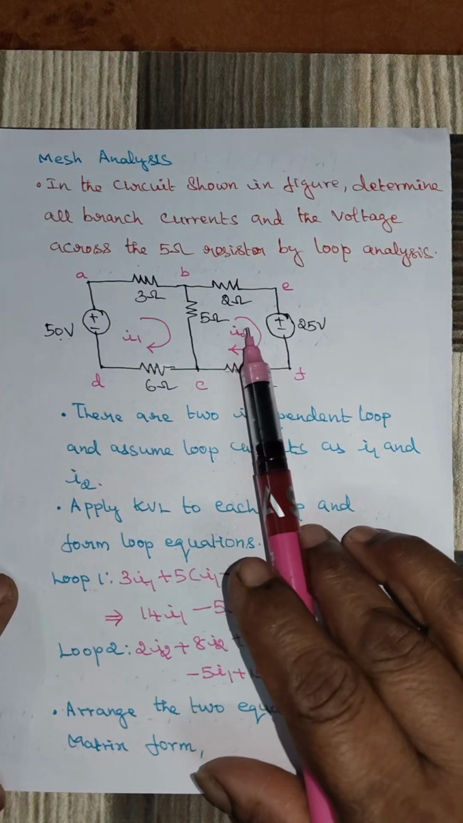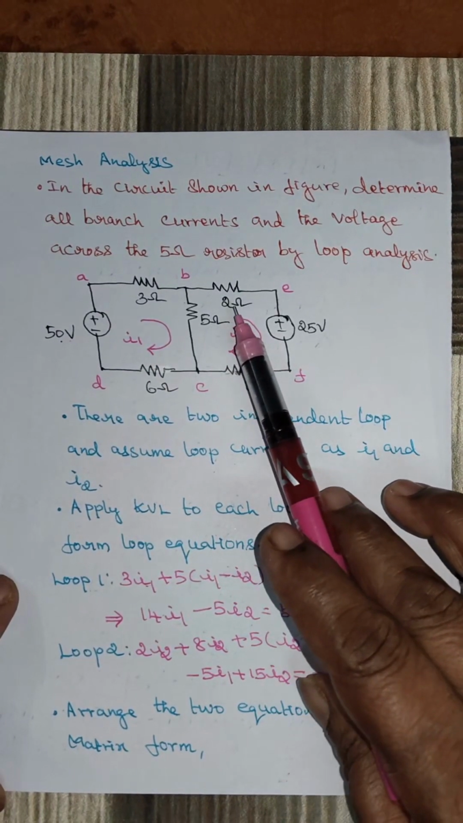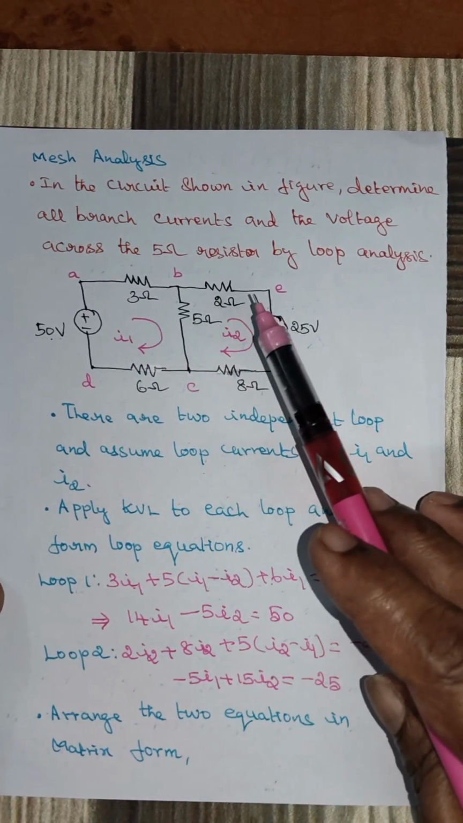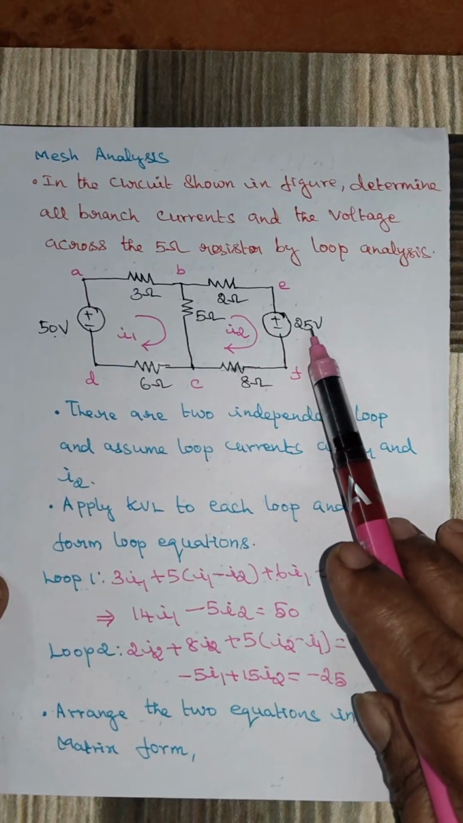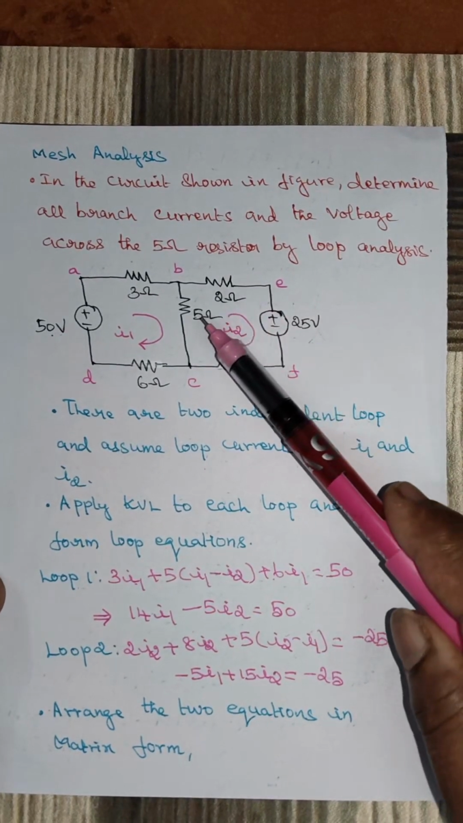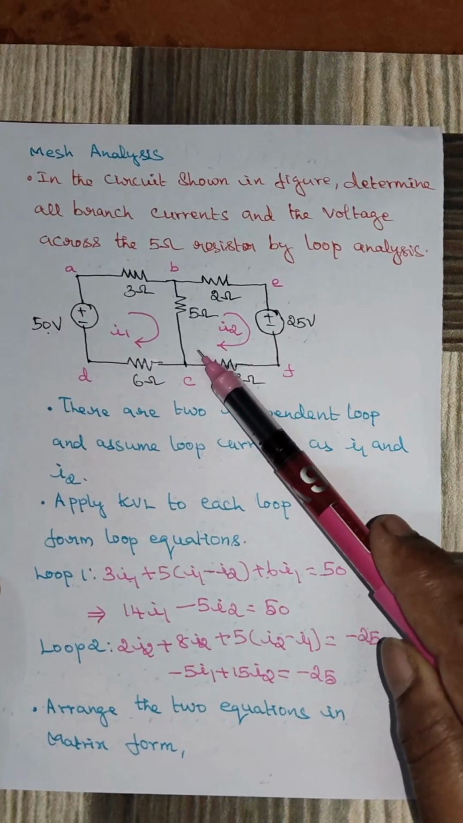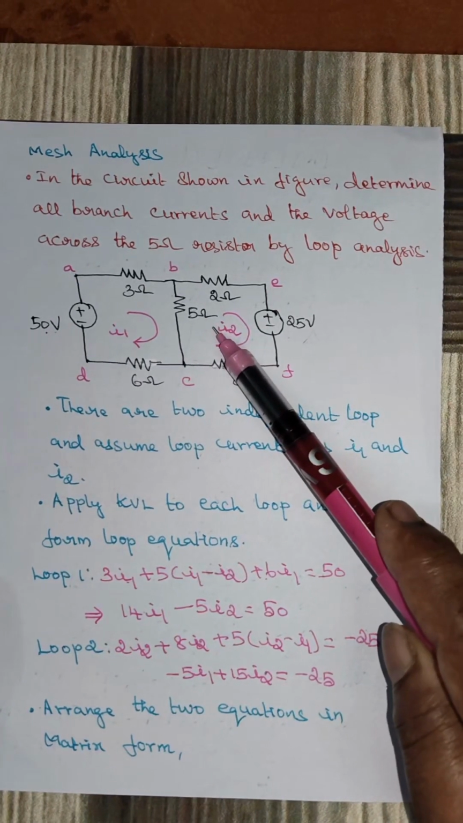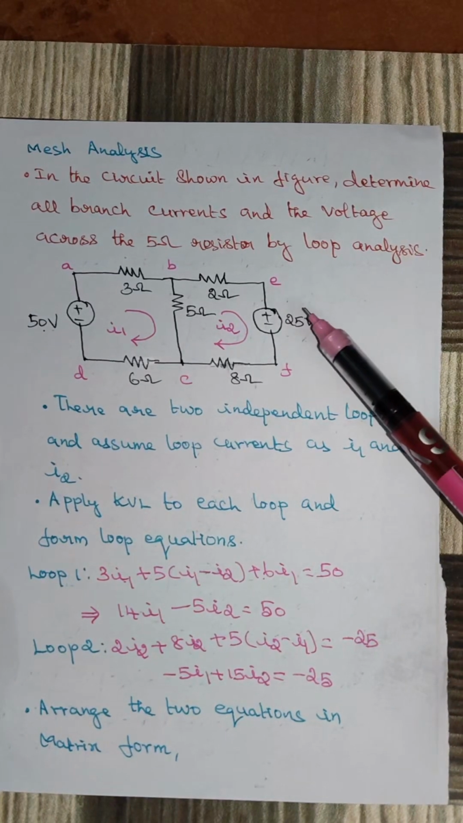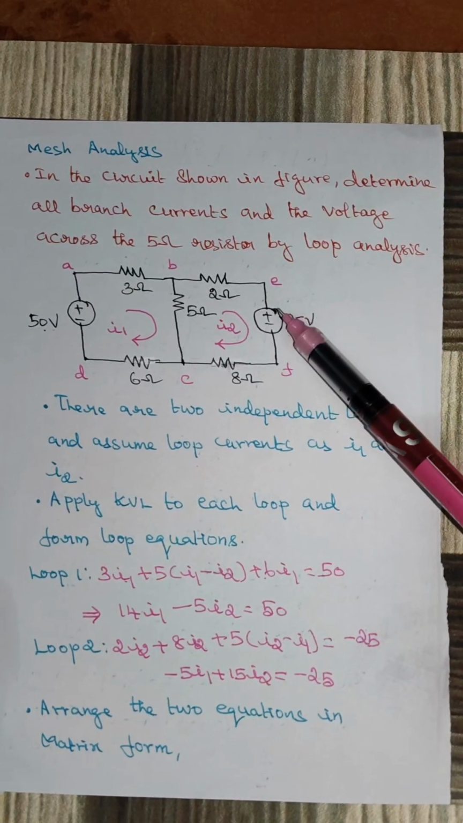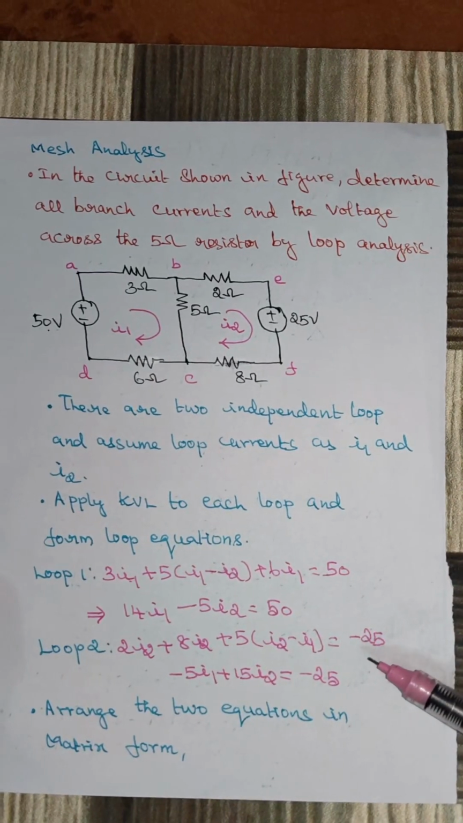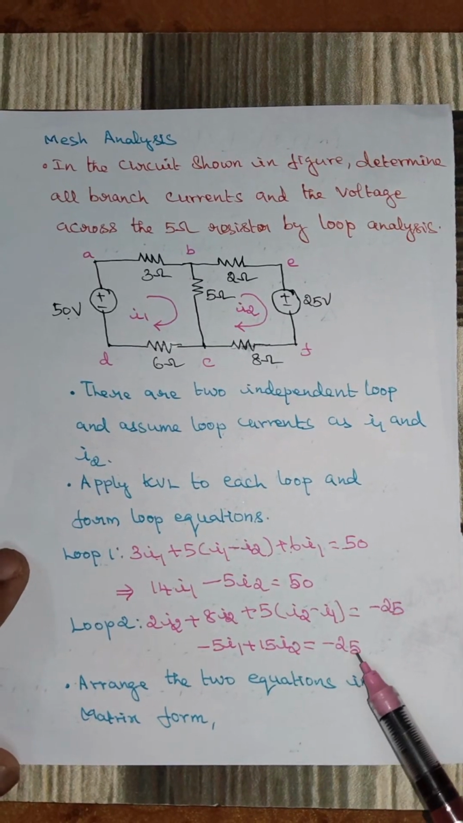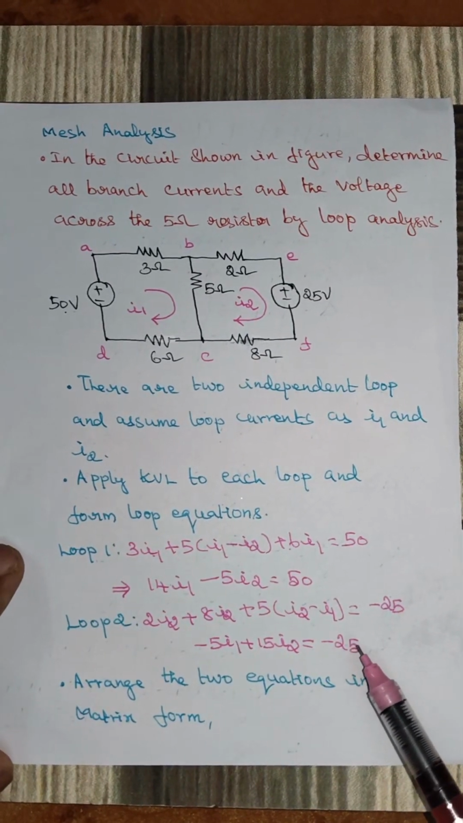And if you apply KVL to loop 2, then it will be 2I2 plus 8I2 plus 5 into (I2 minus I1) is equal to minus 25, because through the 5 ohm resistor the currents I2 and I1 are flowing in opposite directions, so the current is taken as I2 minus I1, and the voltage is considered from positive terminal to negative terminal, so it is taken as minus 25. So the final equation is minus 5I1 plus 15I2 is equal to minus 25. Consider this equation as 2.